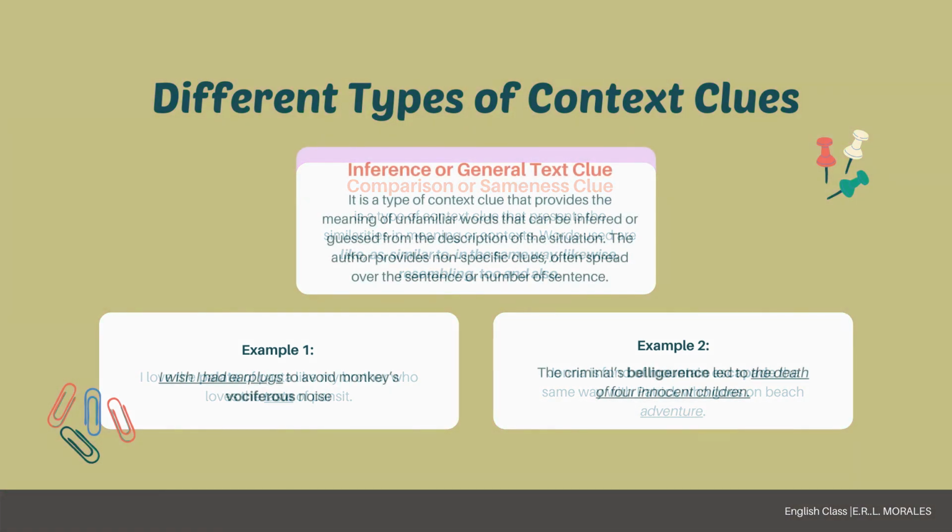The last type of context clue will be inference or general text clue. So this is a type of context clue that provides the meaning of unfamiliar words that can be inferred or guessed from the description of the situation. So the author provides non-specific clues often spread over the sentence or a number of sentences.